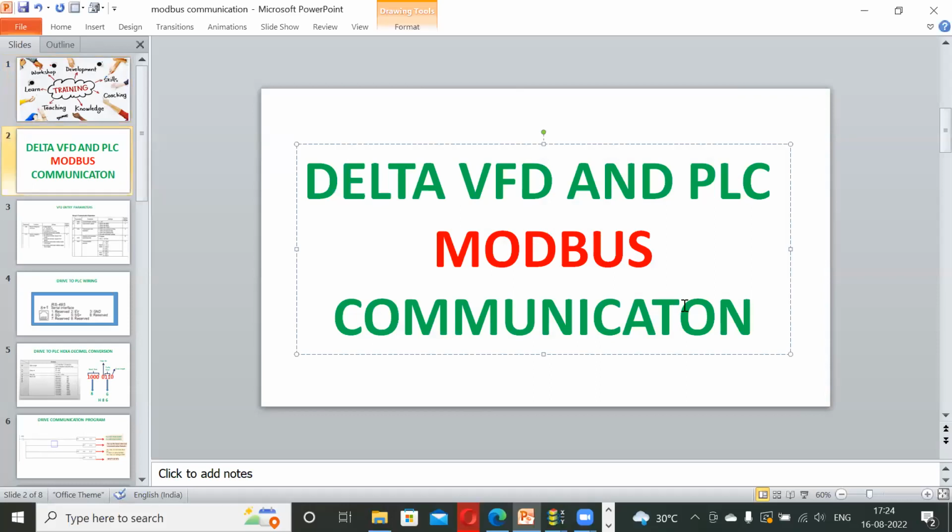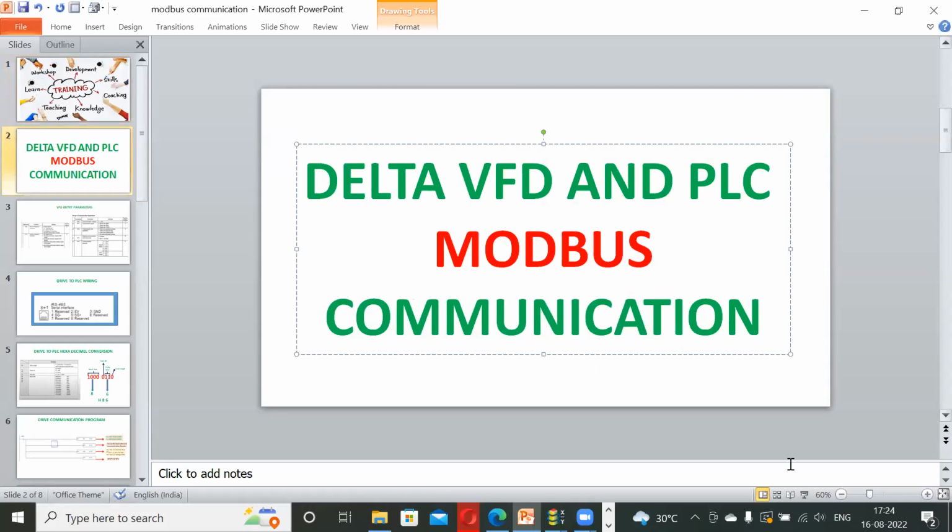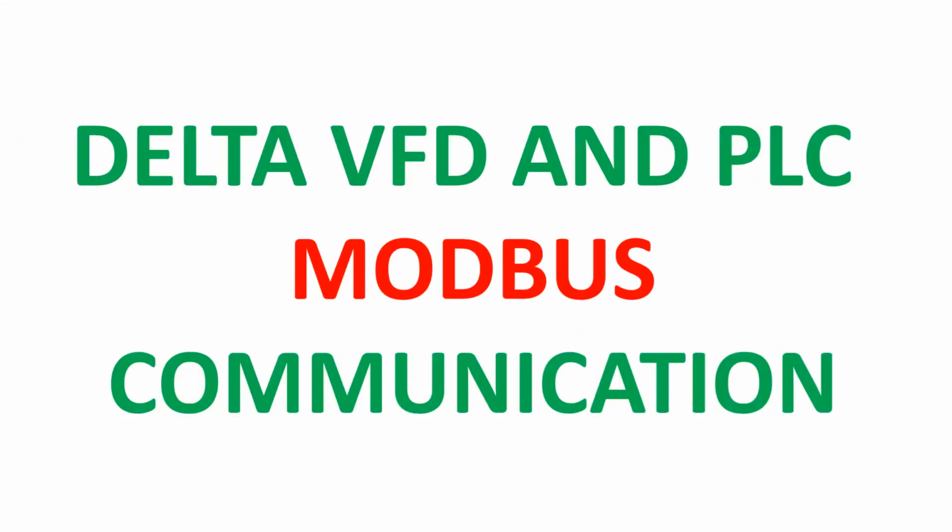First of all, before entering into the communications, we need to know what communication means. Communication is between the PLC and VFD, between the two. When both are matched, then only it is going to communicate. Otherwise, it won't communicate.